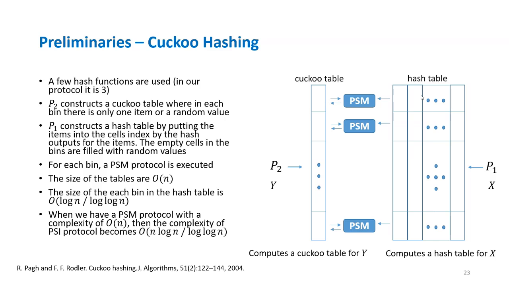A PSM protocol can be efficiently converted to a PSI protocol using cuckoo hashing as follows. P2 constructs a cuckoo table, and P1 constructs a hash table for their items. For the construction of the hash table, each hash function is applied to each item, and the items are put into the bins indexed by the corresponding hash outputs. Note that each bin in this hash table may contain more than one item. The maximum size of the bins in the hash table is O(log n / log log n). To prevent information leakage, the bins are filled with random numbers to reach the maximum size.